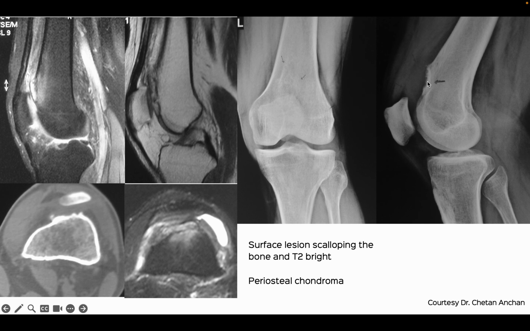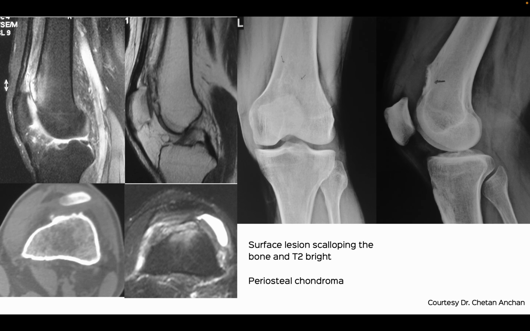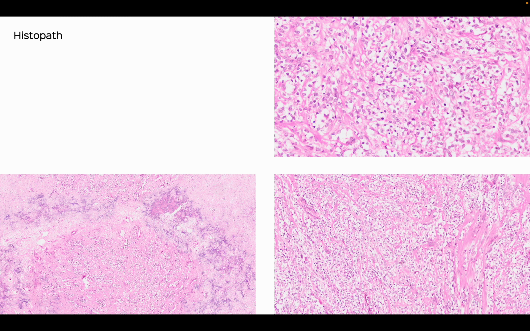This is a lesion that is very interesting. The saucerization of the cortex, it is T2 intermediate, but then right here on the fat sat, some edema, a little bit of irregularity, but you don't see periosteal reaction, and this is a periosteal or a surface chondroma. And I will discuss this as a quiz once in the next 3 to 6 months. So, if you remember this, you will get it right.